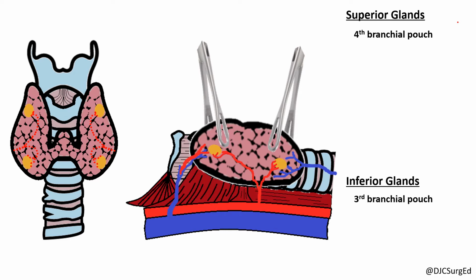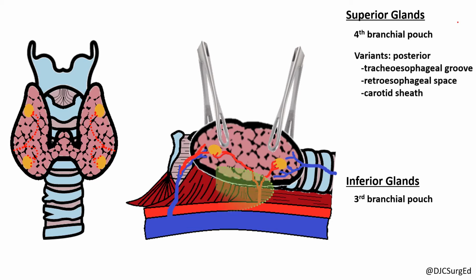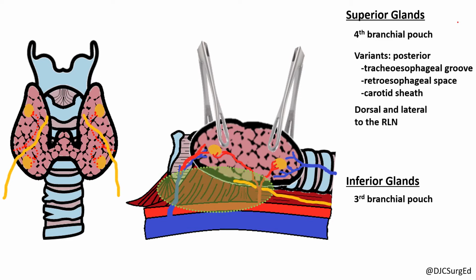Superior glands are most commonly located on the posterior lateral aspect of the superior pole, and variants tend to be posterior, such as in the tracheoesophageal groove, retroesophageal space, or within the carotid sheath. The superior gland is dorsal and lateral to the recurrent laryngeal nerve.